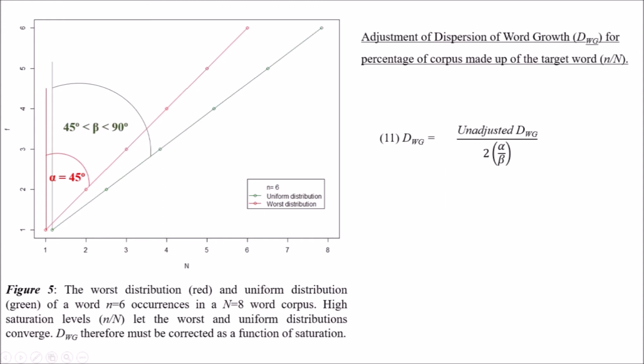The adjustment really only matters for high-frequency words. And even then, it's not terribly important because words in natural language corpora don't usually make up more than maybe 10% of the corpus. For example, the most common word in brown is the definite article the, and it accounts for between 6 and 7% of that corpus. The unadjusted dispersion measure for that word is 0.369. Its adjusted value is just slightly lower at 0.353. So in real-life settings, the adjustment is really more cosmetic and not essential. Anyway, this is how word growth dispersion is calculated.